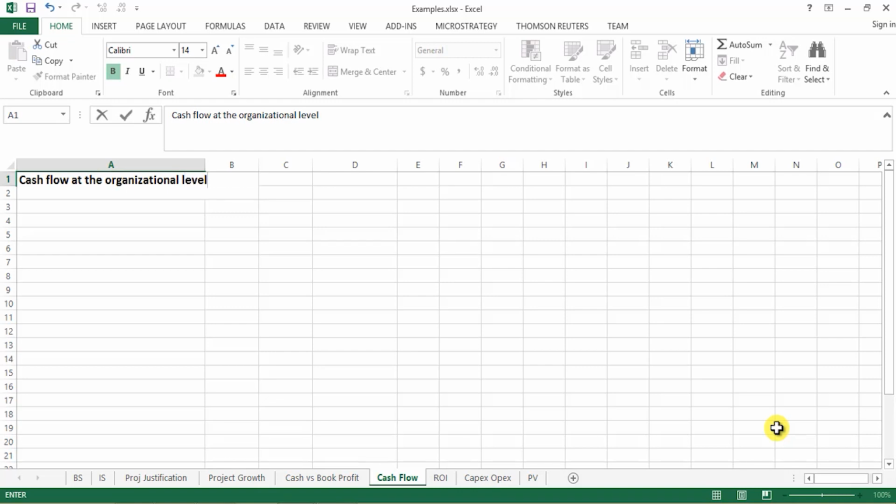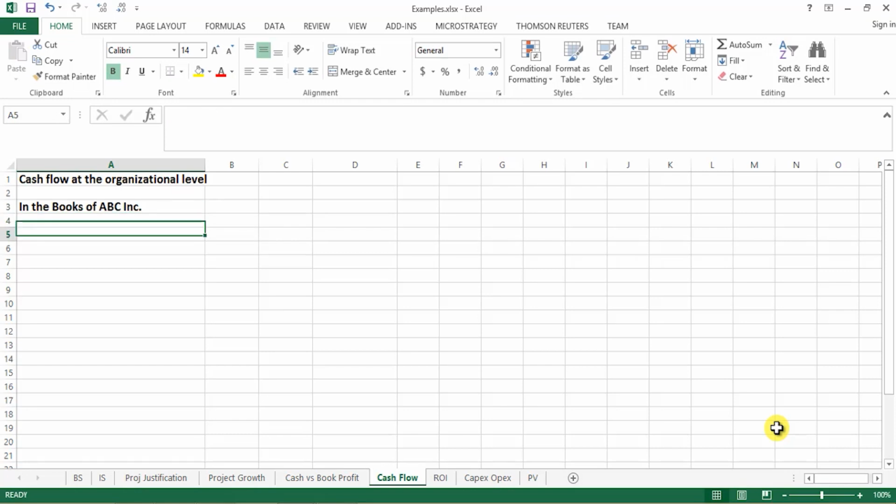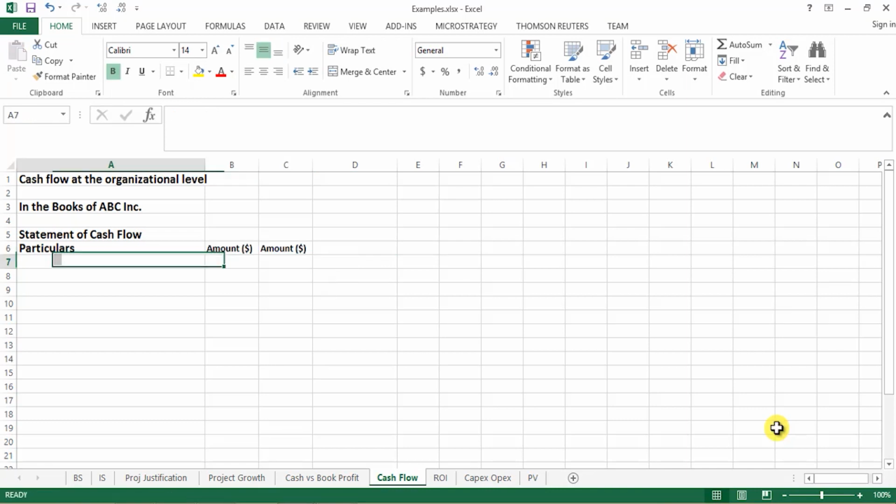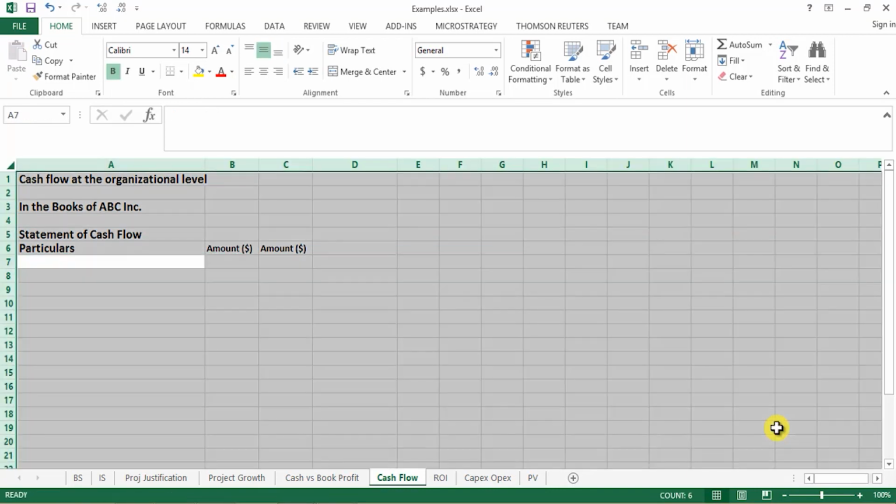So first let's prepare cash flow at the organizational level. Let's say in the books of ABC Inc., we'll say statement of cash flow. So we need particulars, and we need amount, which will be in dollars, and so on. Let me just make this whole thing at a proper level first of all. Okay, 12 seems to be a good enough option now.